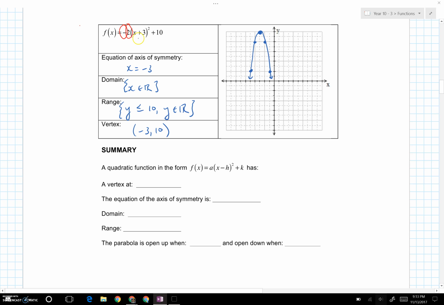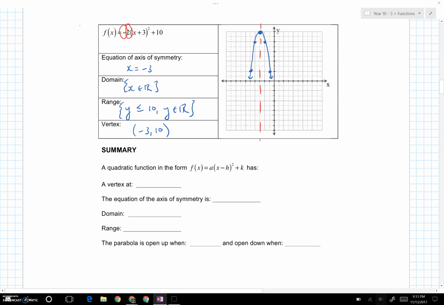I went 3 to the left and 10 up. So my equation of the axis of symmetry is that x equals negative 3. So if I want to draw that on here, I can. I have a vertex at (negative 3, 10), which is up here.